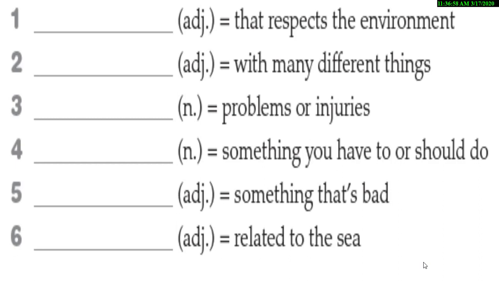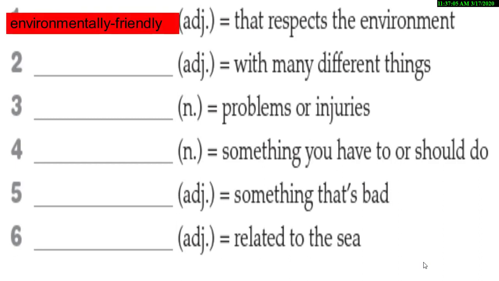What do we say? That respects the environment. Yes, you are right. Bravo. So, number one, environmentally friendly. Number two, what does that mean? With many different things. Varied, yes. Number three, problems or injuries. Good, it's damage.